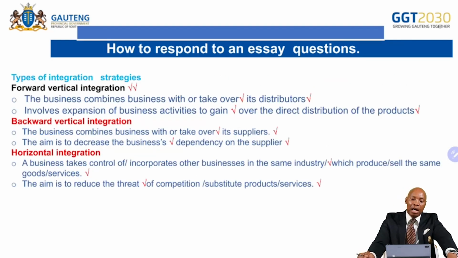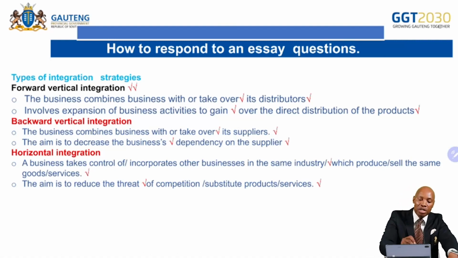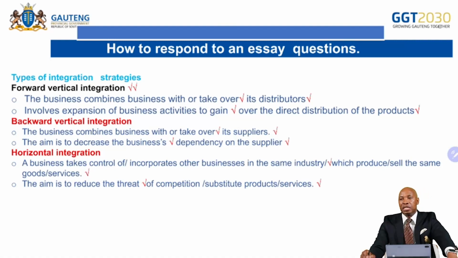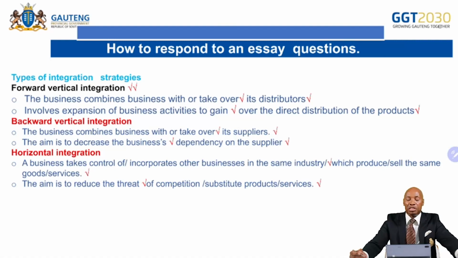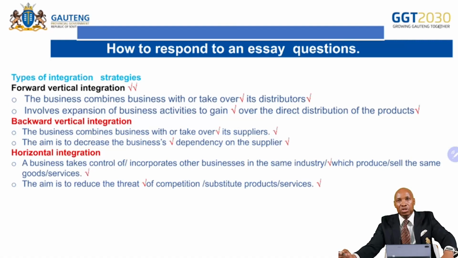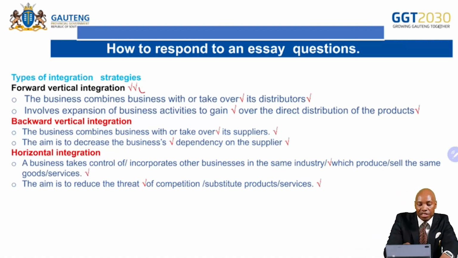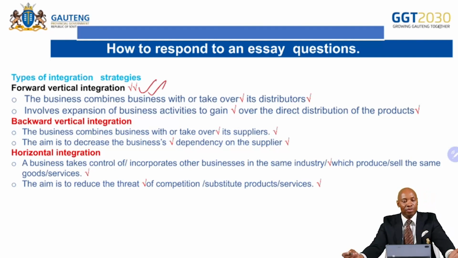Right, then the other subheading was the types of business strategies. It's important to write types of business strategies. In this case, you were not given the business strategies. They only said to you, explain the 3 types of integration strategies. So it's important that you know your business strategies and you know how to write them as they are in your notes. Now, for writing forward vertical integration, you get 2 marks.